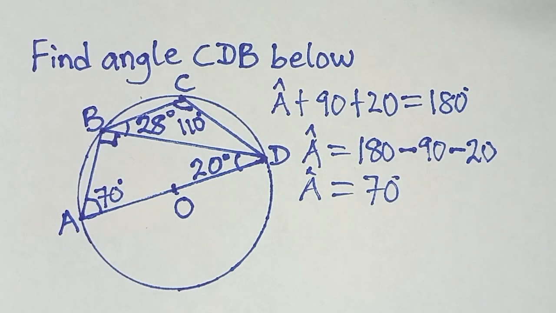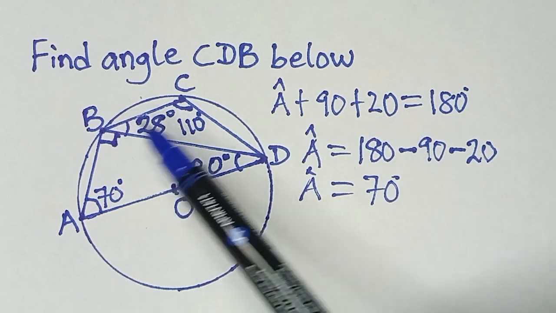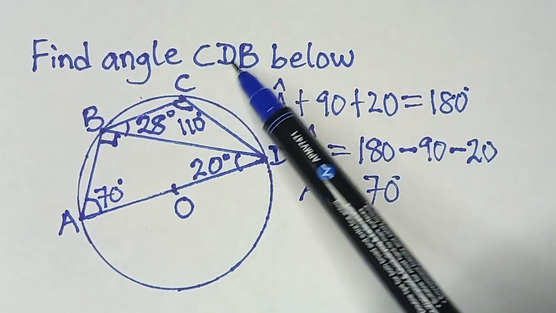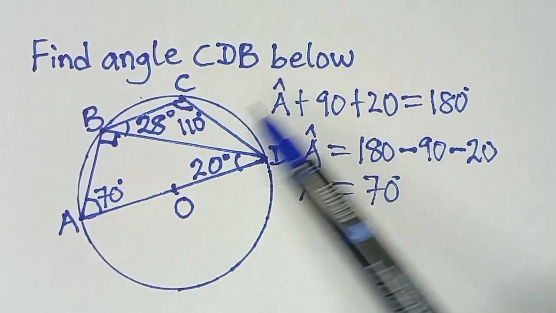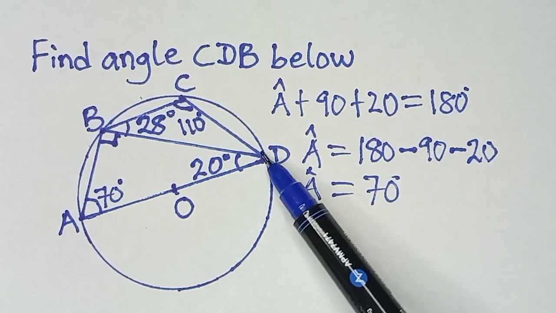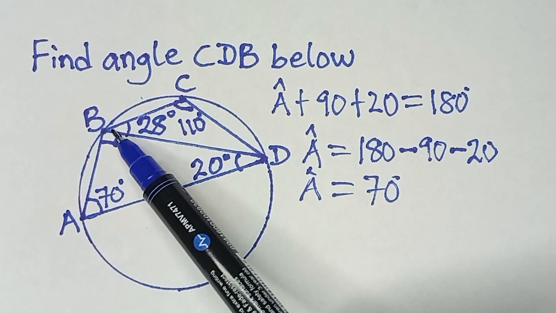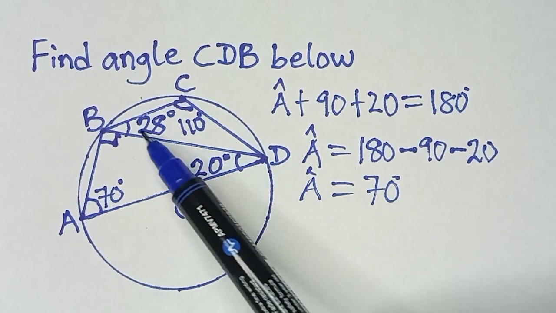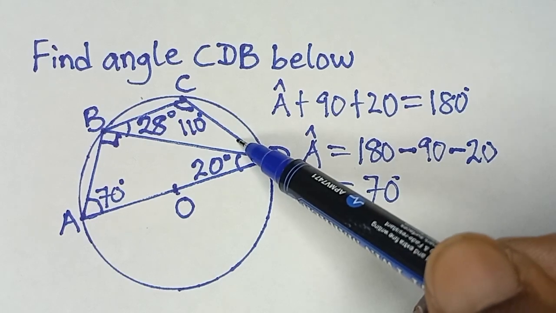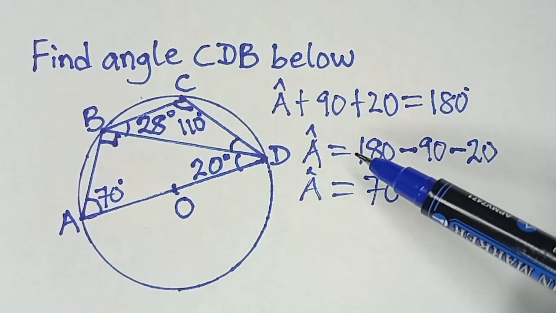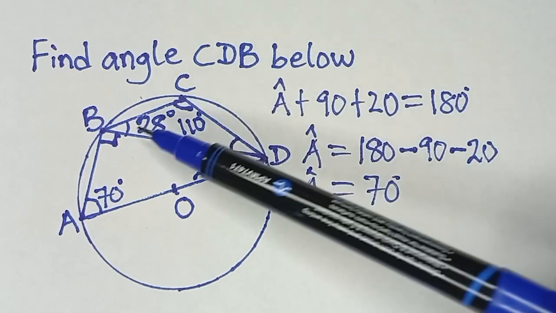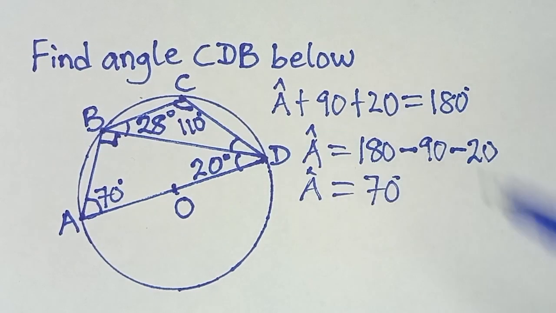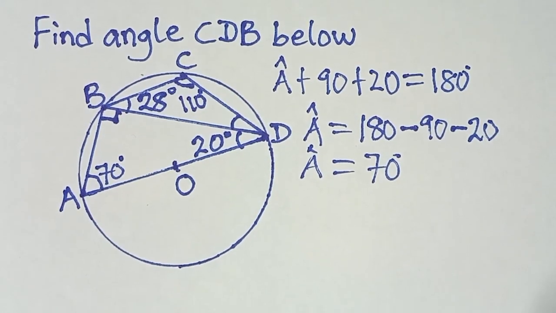So now we can look at this triangle BCD. We are asked to look for CDB, that is angle CDB. CDB. Hope you are seeing it. C, D, and then B. And that tells us that this is the angle that we are looking for. So with that now, I can use this triangle BCD to find that angle that we are asked to look for.